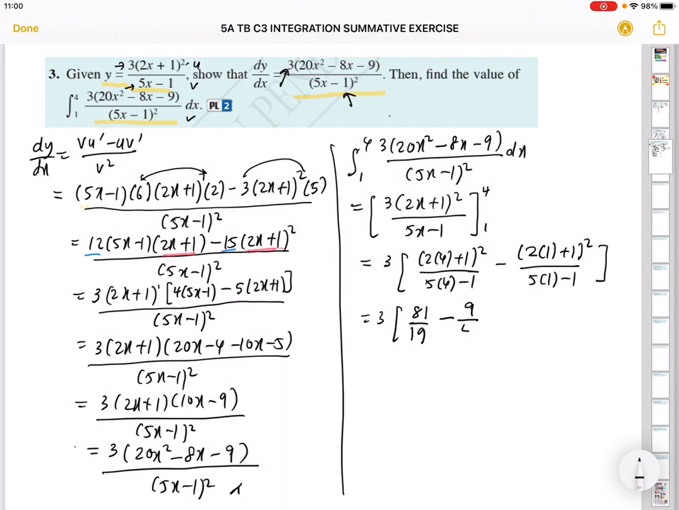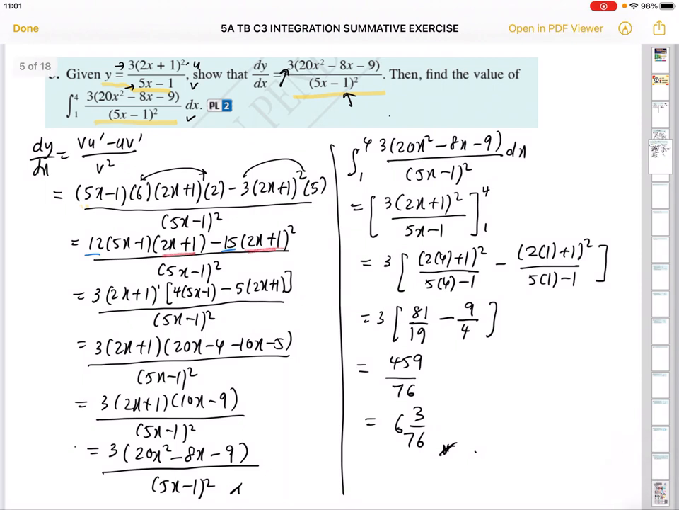All right, I know this number is a bit big. You can just use your calculator, right? No point doing it one by one mentally. So we just take the 3. The answer is 459 over 76. You can verify using your calculator, or you can write it as a mixed number, 6 and 3 over 76. All right, that is question number 3.